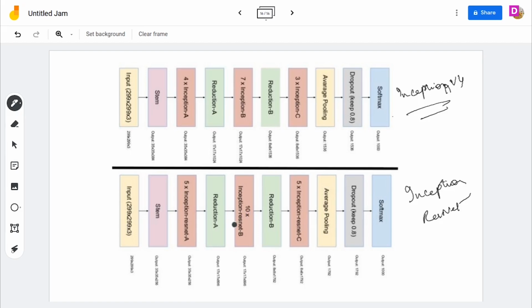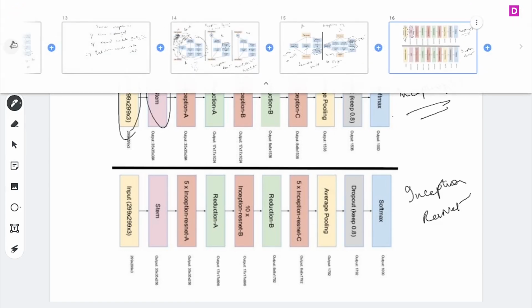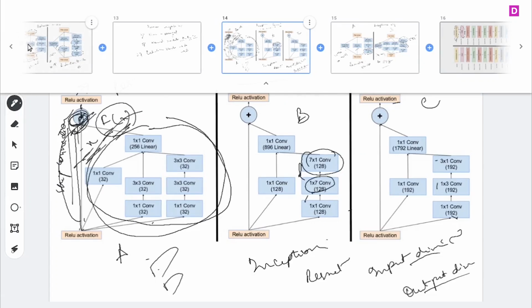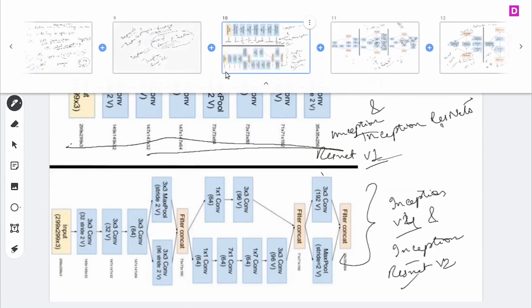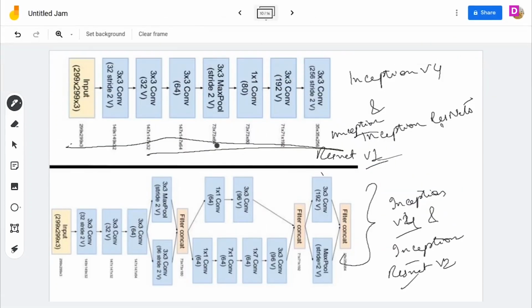So like you can see here, you have input, the stem. I showed you how the stem looks like for inception V4. Yeah, here this was the stem for inception V4, and this was the stem for inception ResNet.